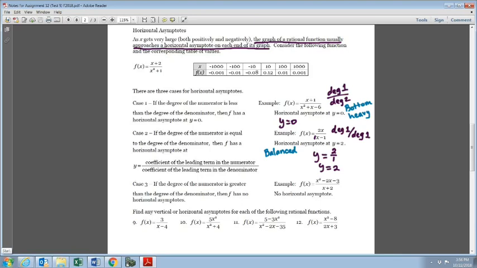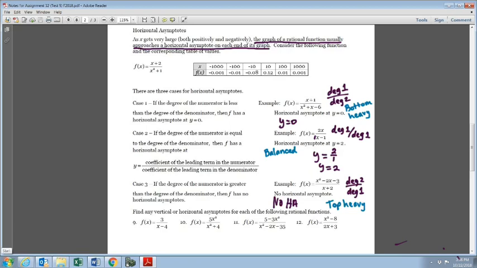All right, case 3. In this case, the degree of the numerator is the larger degree, or the bigger one. Notice here we have degree 2 in the numerator and degree 1 in the denominator. This is the third case, and this is what we call top heavy. The degree in the numerator is greater, and so this is a case where there's no horizontal asymptote.